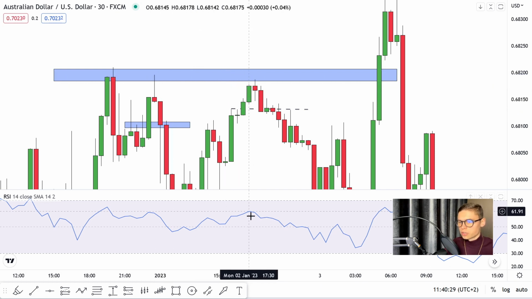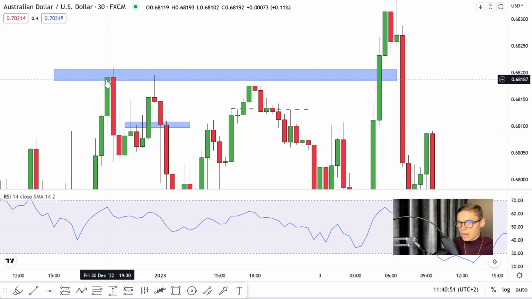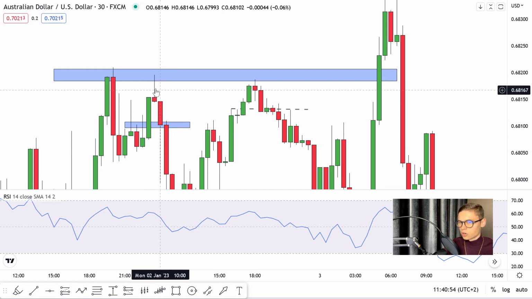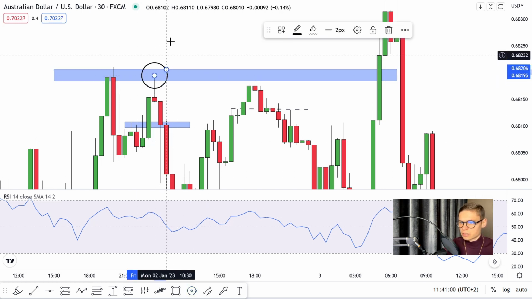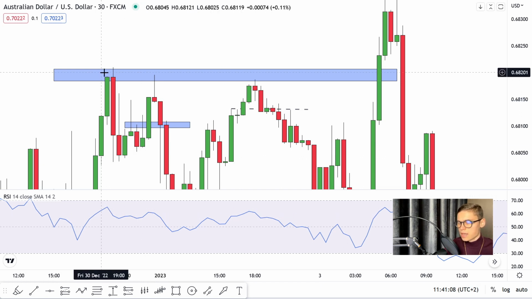Now RSI can give you some great confirmations where we definitely have a double top, and all you need to do is look at the highs of the RSI. As you probably noticed, all highs and lows of the price correspond with the highs and lows of the RSI.